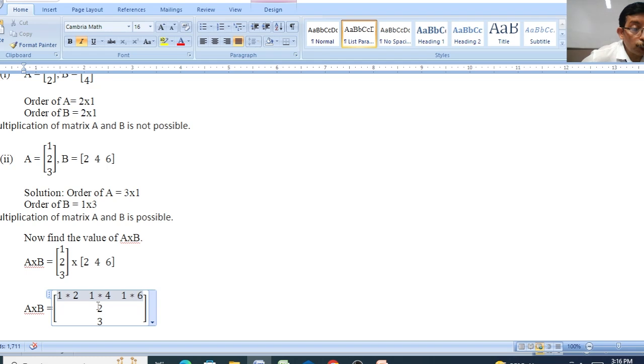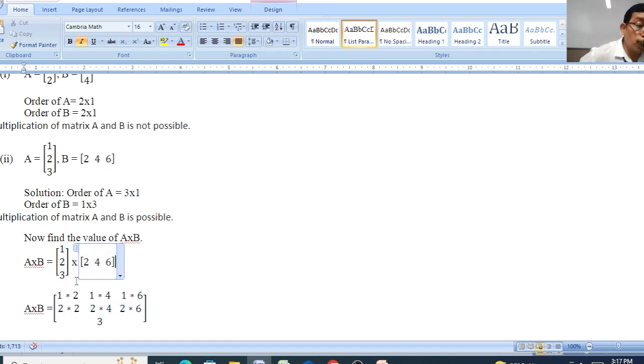Second row, same procedure. Second row multiplied by the first column, then 2 is multiplied by 2. Then the second row is multiplied by the second column, 2 multiplied by 4. Now the second row multiplied by the third column, 2 is multiplied by 6. Then the second row multiplication is complete with each column of the second matrix. Now we come to the third row.